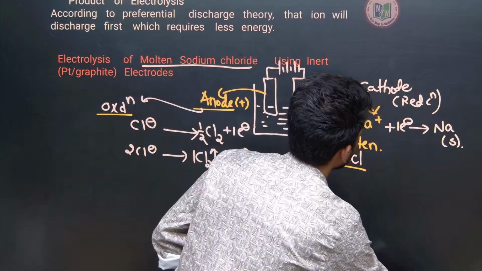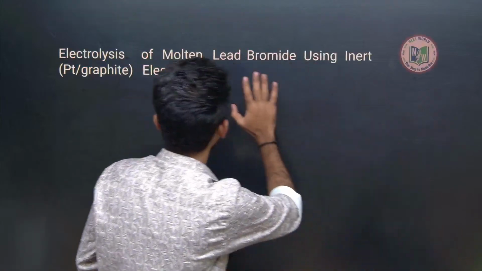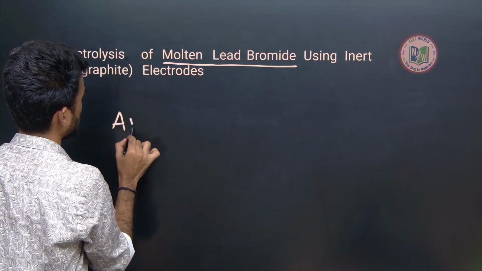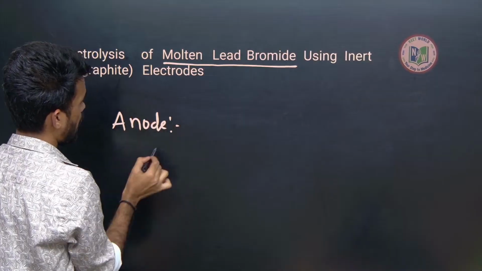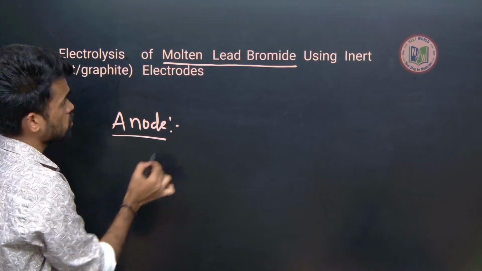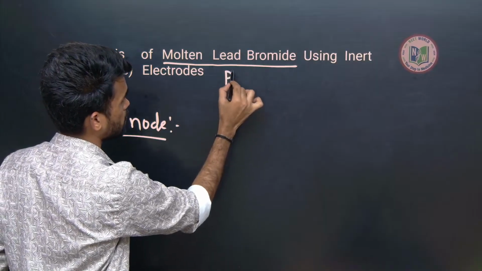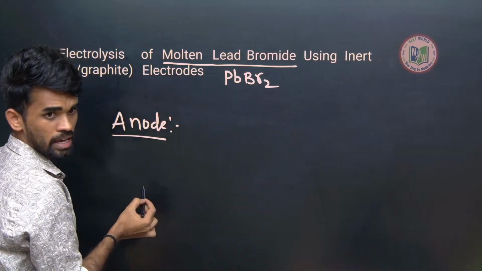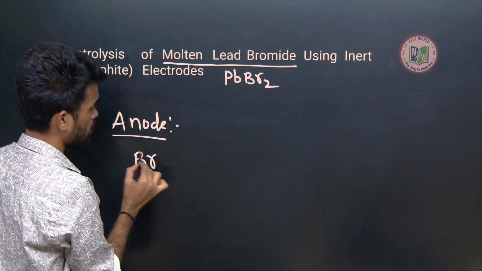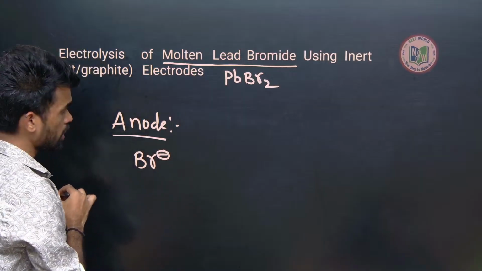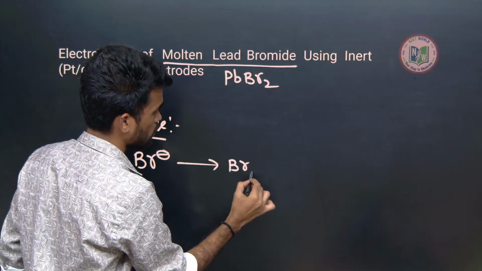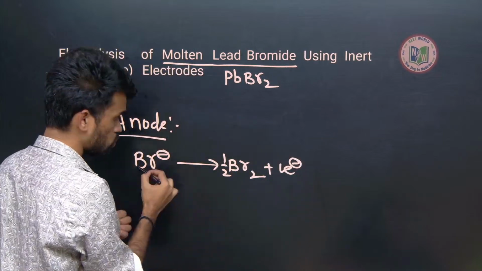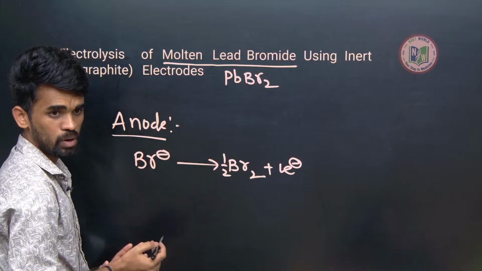So just tell me before going to that. I just want the answer for this. What are the products formed at anode and cathode? Tell me directly. Bromine gas. The anode attracts anions. So what is the anion in this? Lead bromide, it means PbBr2. So the anion is Br minus. This will convert into half Br2, plus 1 electron is liberated here. Otherwise you take 2 electrons here, and 1 mole of molecule is formed.